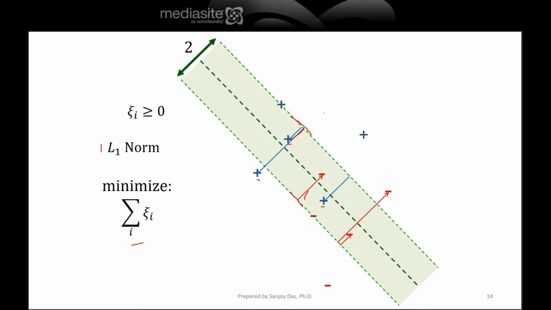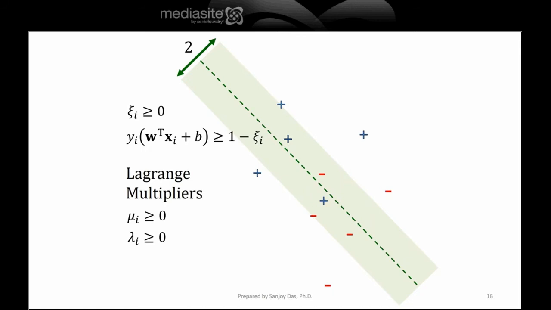And so zeta I is always greater than or equal to 0. When we do this minimization, we don't have to take the absolute values because they're already greater than or equal to 0. Therefore, our objective function is simply to minimize summation zeta I. We also have an L2 norm classifier where we minimize the L2 norm squared of the zetas, which is summation zeta I squared.